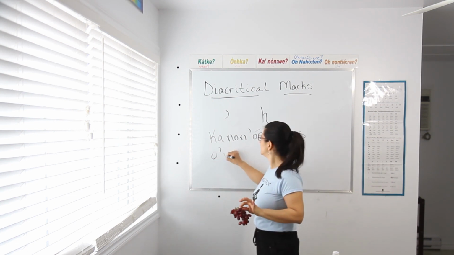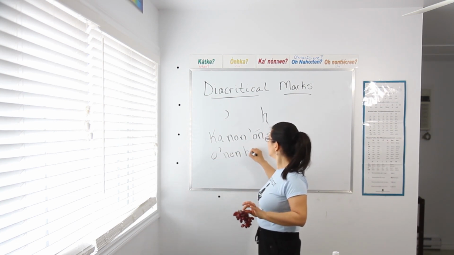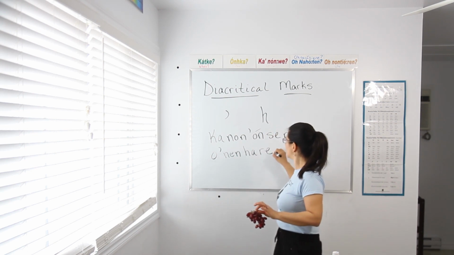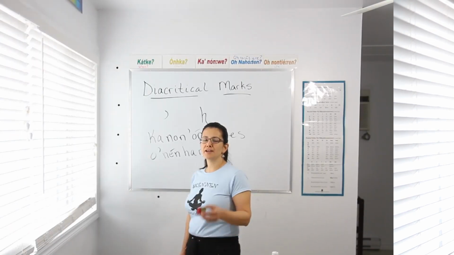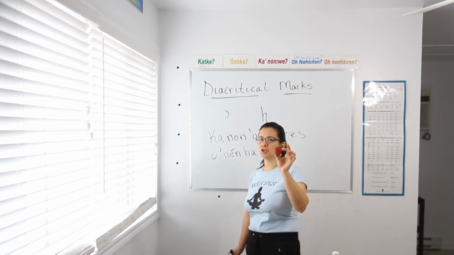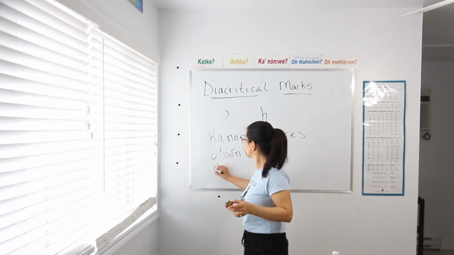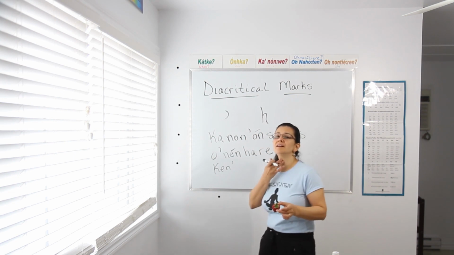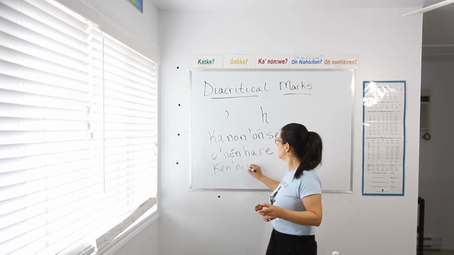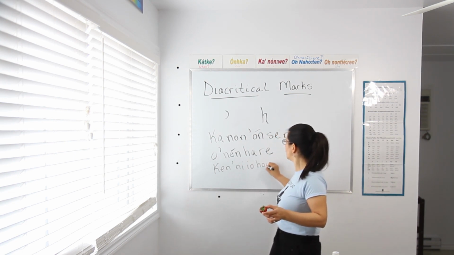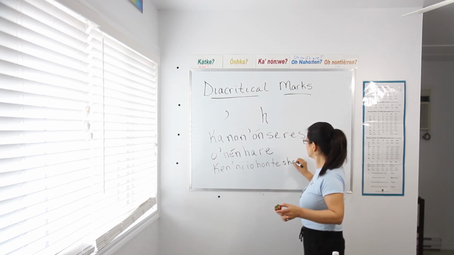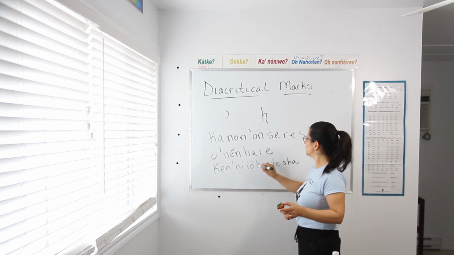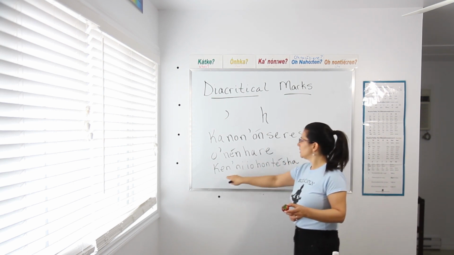O, no, ha, re. O, nahare. And our next word is Kanien'keha. Ni, yo, hun, de, sa. Kanien'keha.